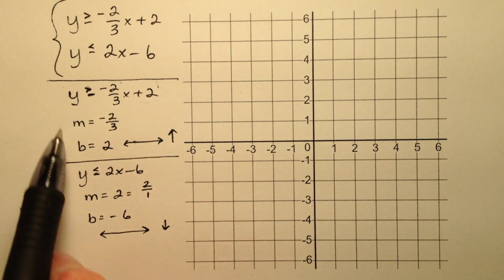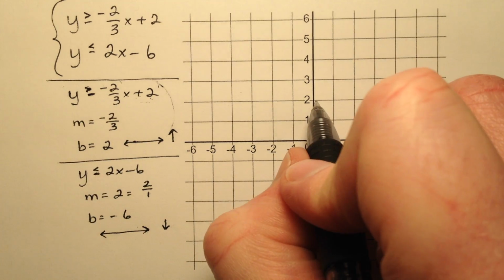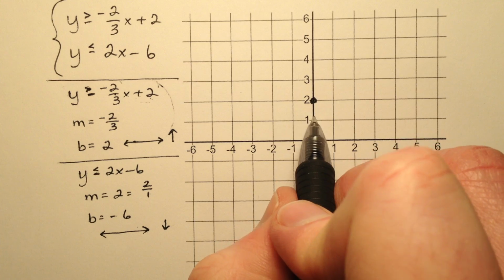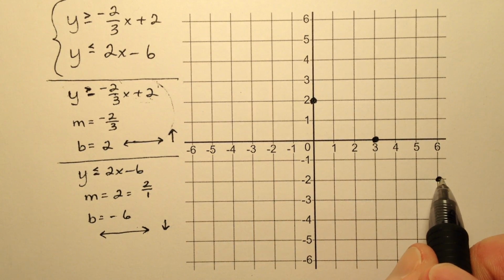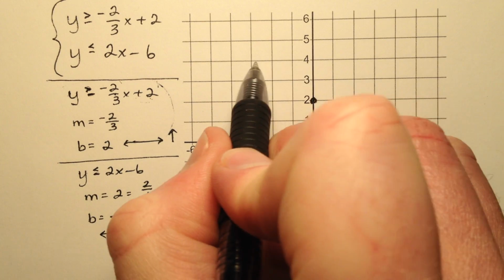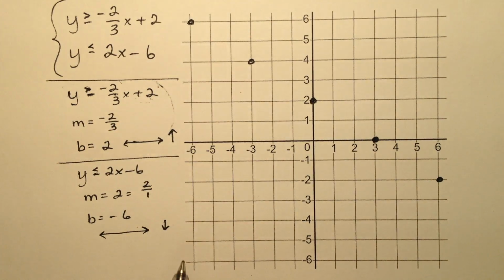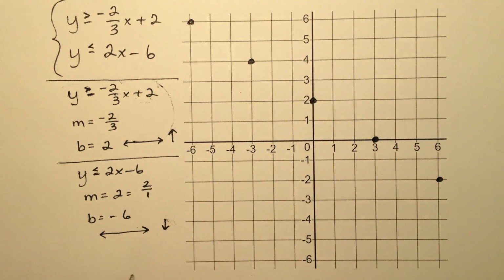Okay, so let's go ahead and look at this first line. Let's graph it. So we're going to start at 2 for our y-intercept. And then our slope is negative 2/3. So we're going down 2 over 3, or up 2 and back to the left 3. And we know this is going to be a solid line whenever I get my straight edge.